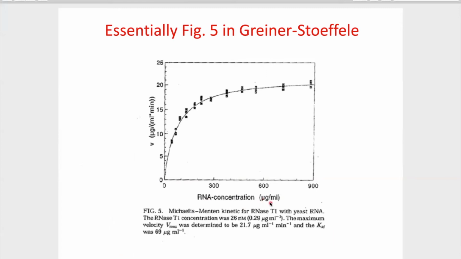And this, like I said, can be in different units of concentration. Here we have micrograms per milliliter. And on the y-axis, we have the initial velocity, right? V in those units of concentration of RNA, micrograms per milliliter per minute. Right, it's a unit of time. And look, you have the hyperbolic curve, you have your data points, it appears they're replicated in triplicate, right? And this is a Michaelis-Menten plot.